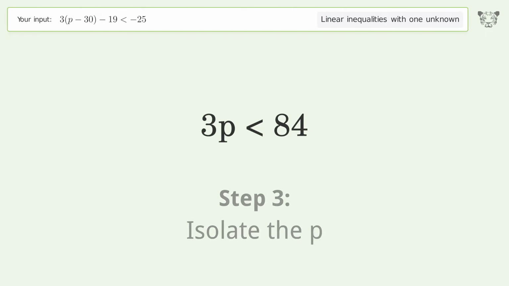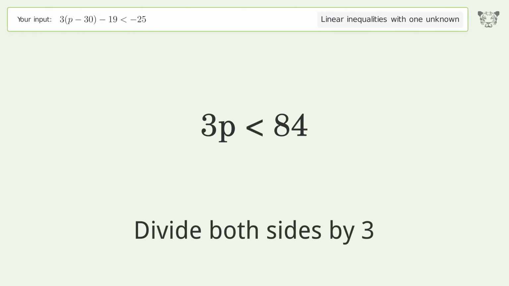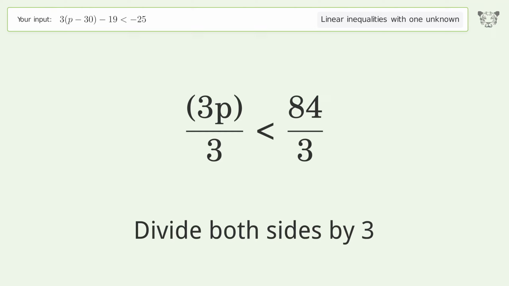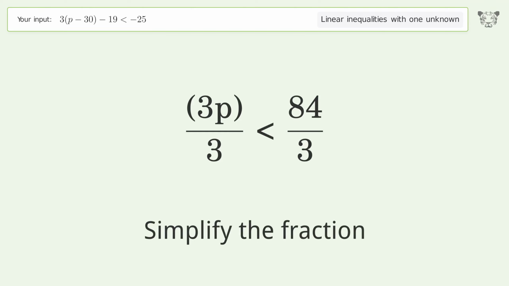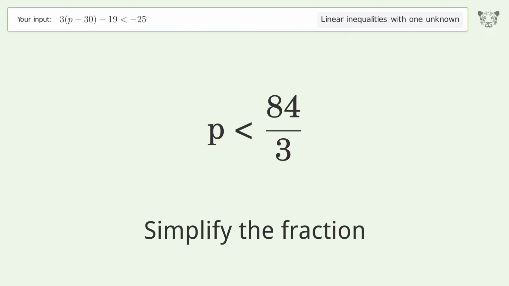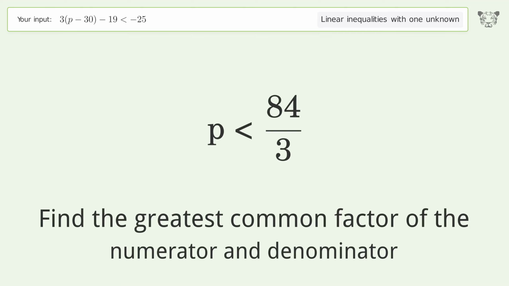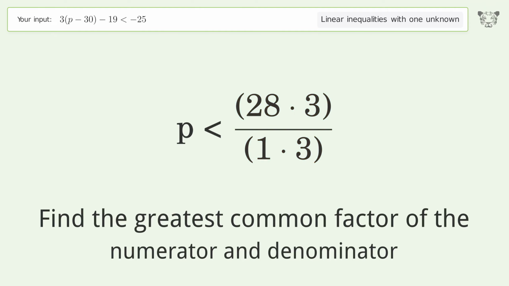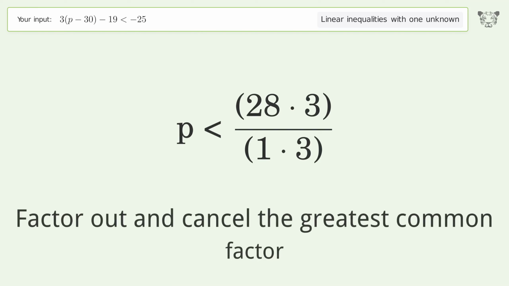Isolate the p. Divide both sides by 3. Simplify the fraction. Find the greatest common factor of the numerator and denominator. Factor out and cancel the greatest common factor.